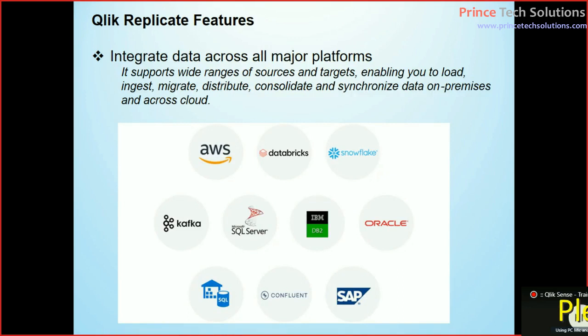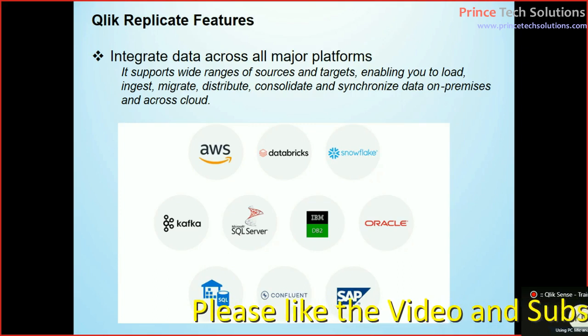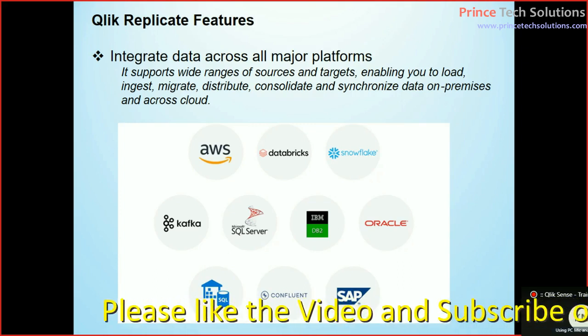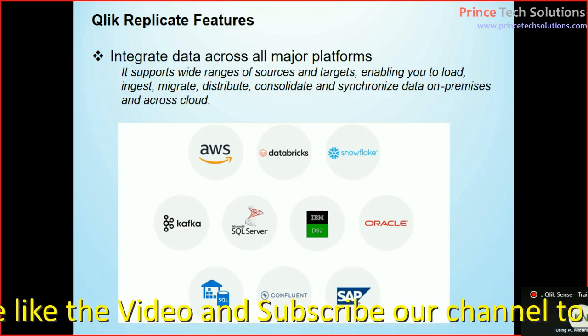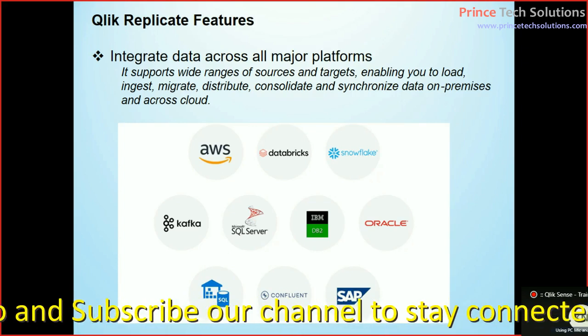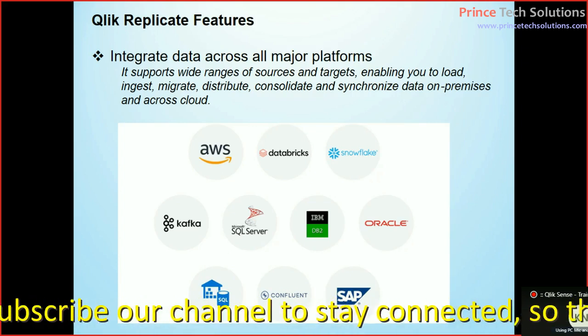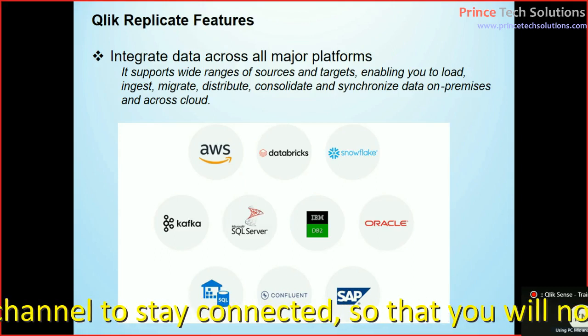Qlik Replicate features: integrate data across all the major platforms. It supports a wide range of sources and a wide range of targets. You can take the data from AWS and store it in Oracle. You can take the data from Oracle and store it in DB2. You can take the data from DB2 and store it in SQL Server. So there is absolutely no restriction.